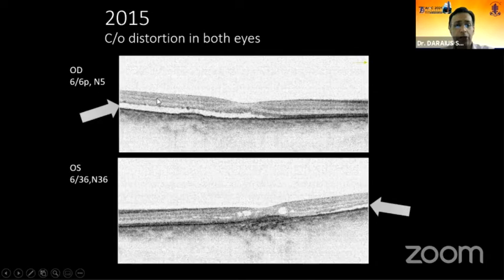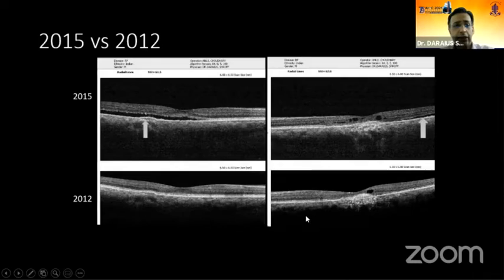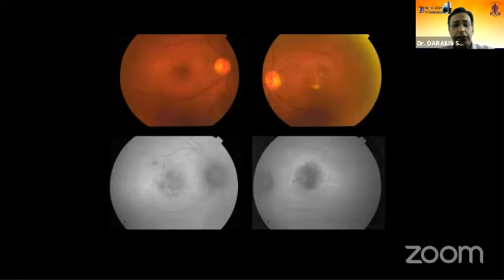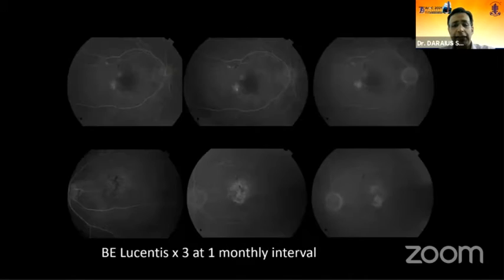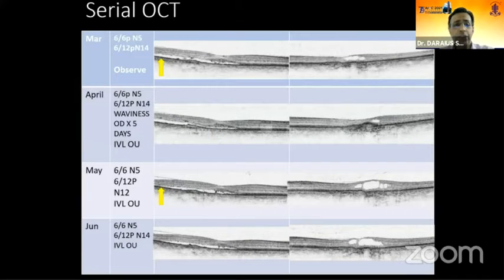That time he presented with blurred vision, and you can see the fluid, SRF, which has come up in both the eyes. So these are the comparative OCTs, and you can see the fluid coming up in both eyes. This is the color photograph. There was no polyp, but there was hyperfluorescence on the ICG, and the FFA showed what we thought was CNVM in both eyes, and he underwent anti-VEGF ranibizumab in both the eyes.